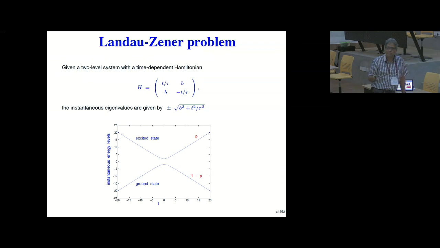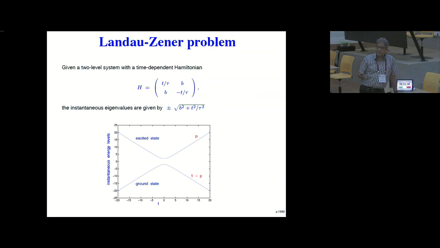That's the basic problem. First of all, look at the instantaneous eigenvalues of this. We shouldn't call these energy levels because if the Hamiltonian is varying in time, it doesn't really make sense to call its eigenvalues energy levels. But you can call them instantaneous eigenvalues. So they have these forms. At t equals minus infinity, you can see from here that the ground state is (1, 0) and the excited state is (0, 1).